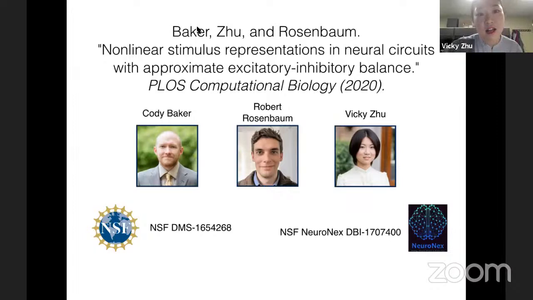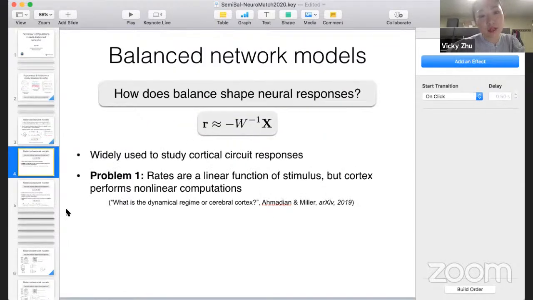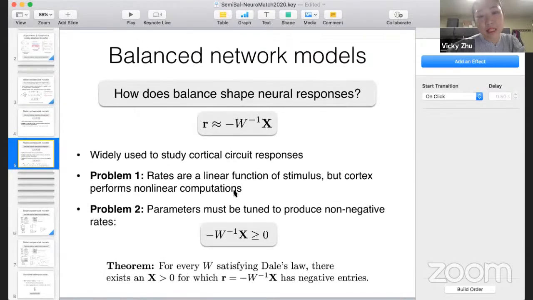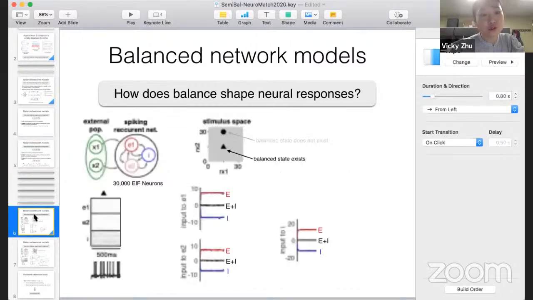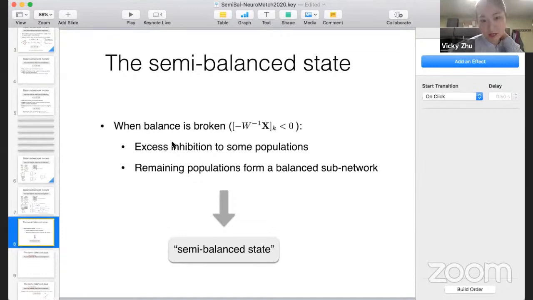Okay, the semi-balanced state is really in the notion, let me go back a little bit. The semi-balanced state here is a notion that extends the balanced network when those conditions fail. For example, for the balanced state, we see this linear expression in terms of stimulus and the rates. And we also have to make sure that the firing rates have to be non-negative. So we introduced the semi-balanced state for when this balance condition breaks. That means at the excess inhibition level, when balance is broken, this firing rate expression gives negative firing rates, and we will have the semi-balanced state.